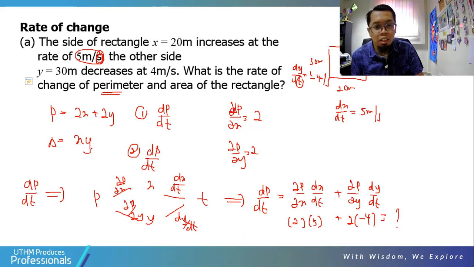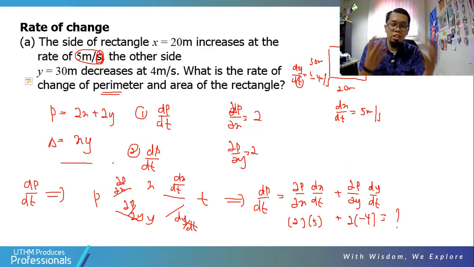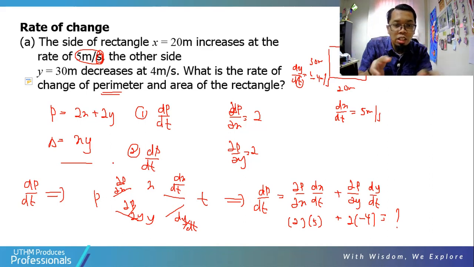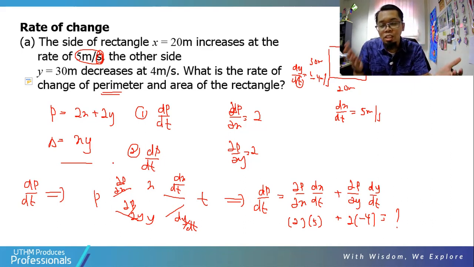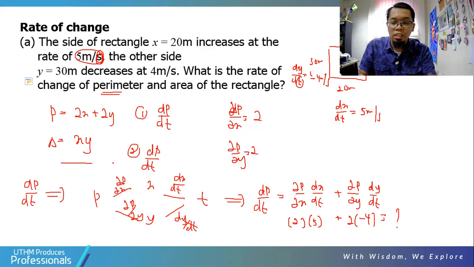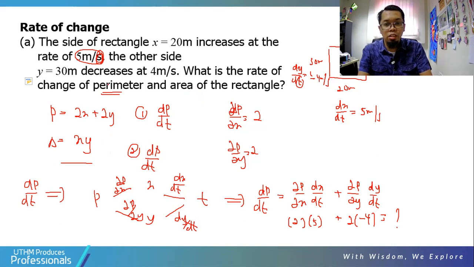Okay, try for the area. This is the way you can solve for the rate of change. So you need to understand: what does this question ask for? Rate of change means something over t. Rate usually depends on time: year, day, second, and so on. So you try for the rate of change of the area of the rectangle.